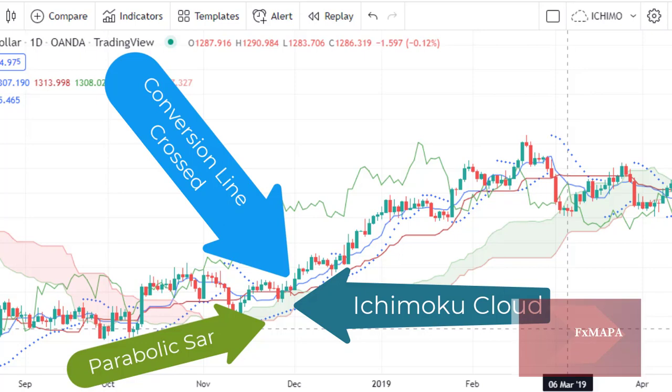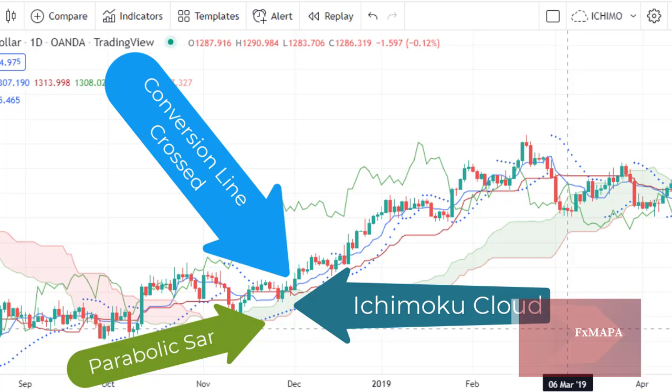If the candlesticks are above the Ichimoku cloud, then we only want to take long positions. If the candlesticks are below the Ichimoku cloud, then we only want to take short positions. When the conversion line crosses the baseline, and with it the market is above the Ichimoku cloud, we will take a long position. One thing we must remember is that if there are candlesticks inside the Ichimoku cloud, then we should not take any trade.